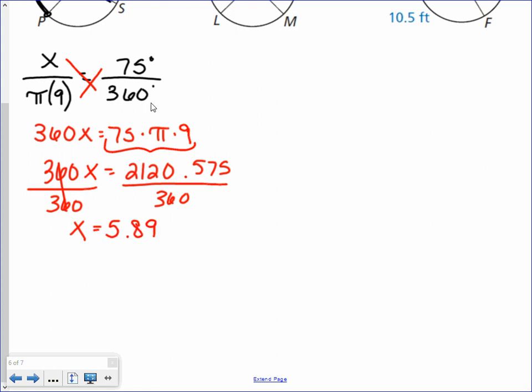Now this is arc length. So what unit of length are we working with on this problem? Yards? Questions on that one?